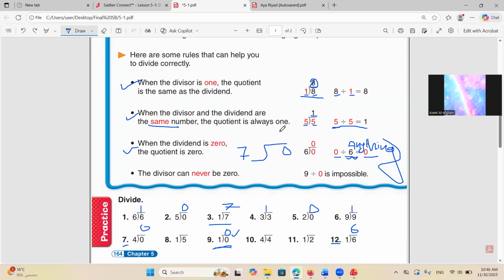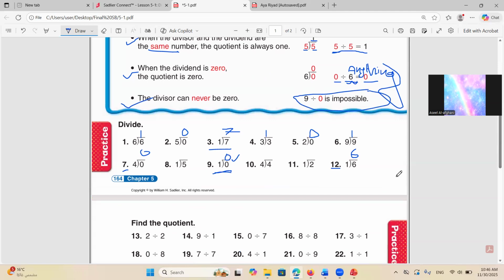Come on. Right? Exactly. And the last one, the divisor can never be 0. You will never see something like this. 9 divided by 0, or 1 divided by 0, or 6 divided by 0. You will never see something like this. For example, 9 divided by 0 is impossible, guys. So you will never see something like this, okay?